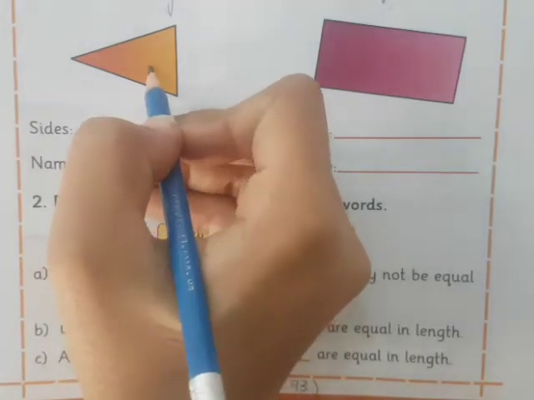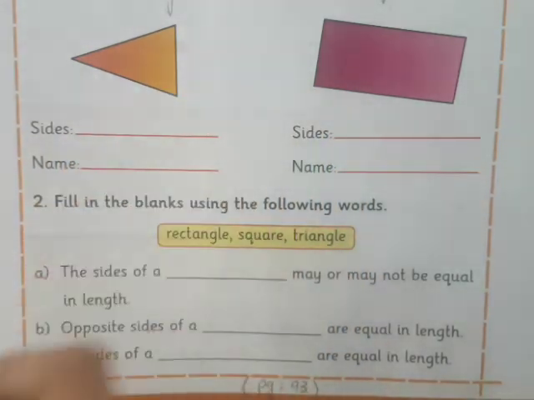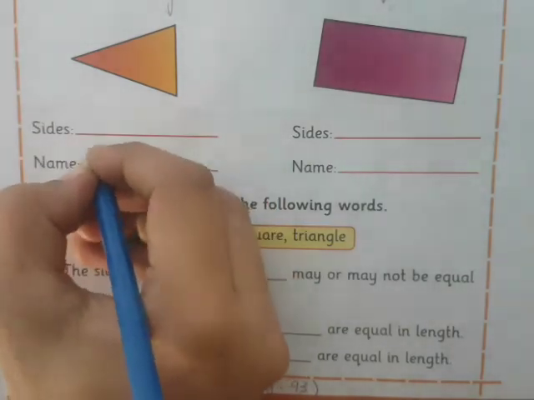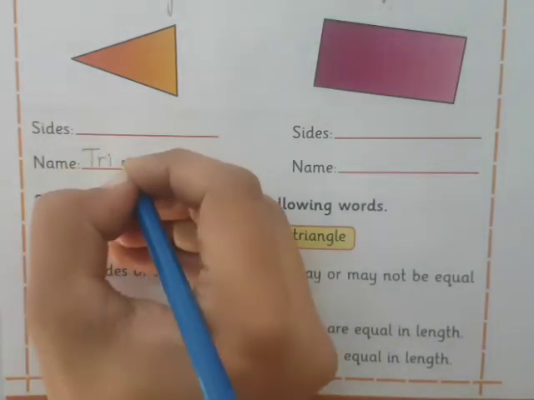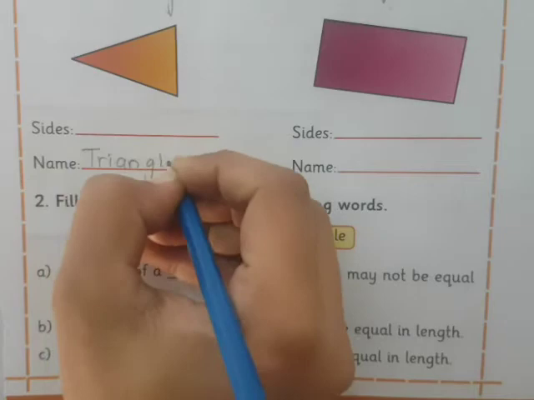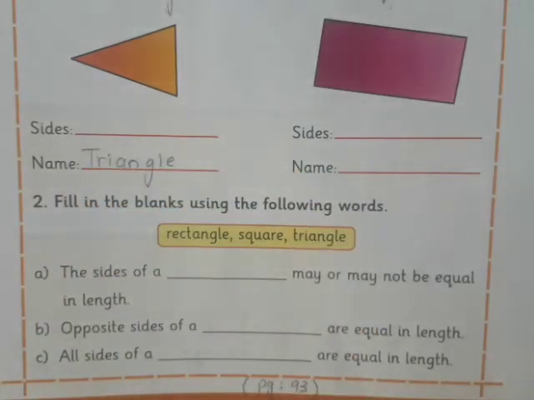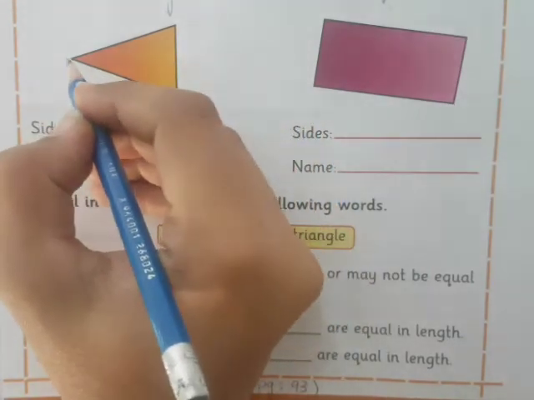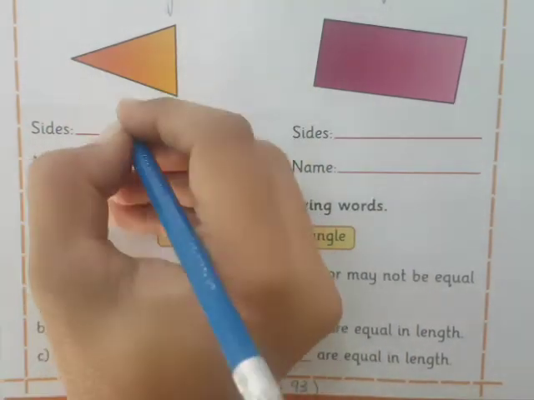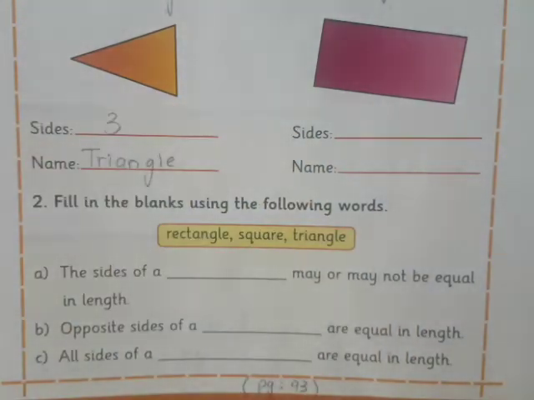It's a triangle. What is the spelling of triangle? T-R-I-A-N-G-L-E, triangle. How many sides does it have? It has 1, 2, 3. 3 sides. What is the next shape?